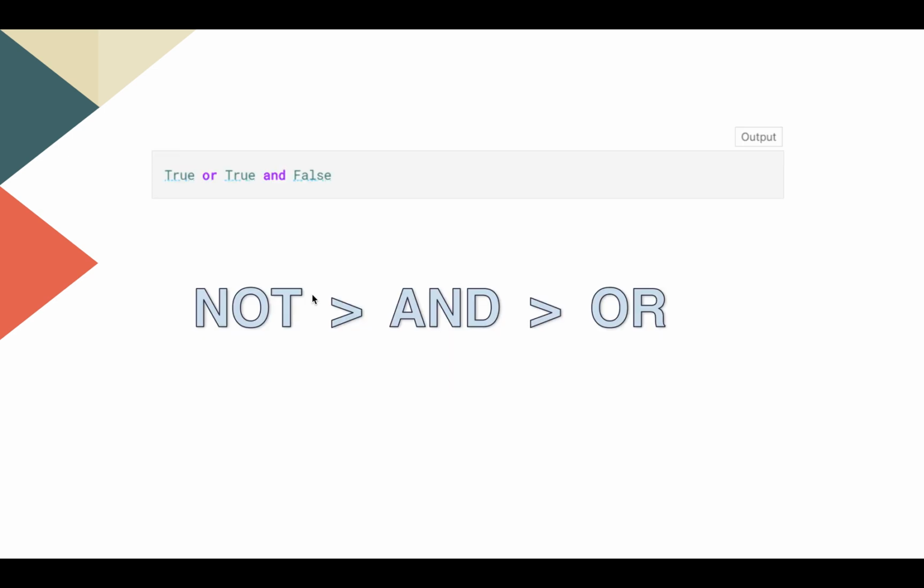And also there is an order of precedence. Not is calculated first, which isn't here, then and, then or. It's just like math where the minus sign is calculated first and then multiplication and then addition. So for this code, and will be calculated first. True and false would result in false. And then true or false would result in true. So the result would be true.